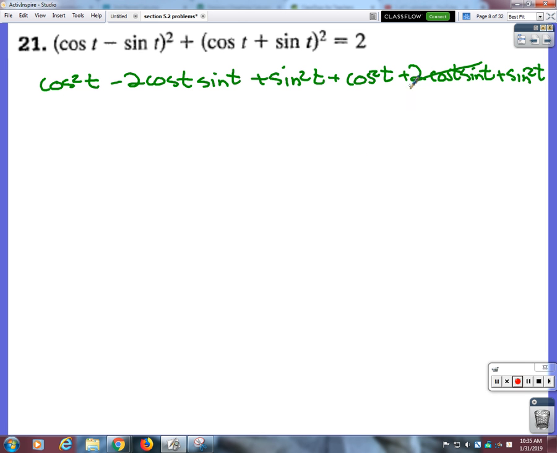So this 2 cosine t sine t and that negative 2 cosine t sine t cancel. This cosine squared plus this sine squared is 1. This cosine squared plus this sine squared is also 1. And 1 plus 1 is 2.